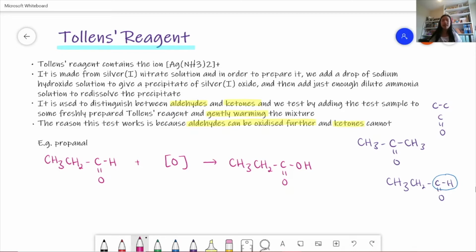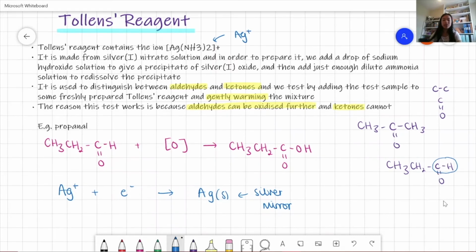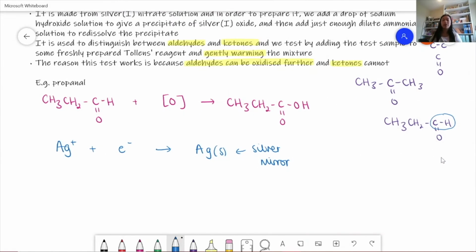What happens to the silver is that it gets reduced. We have Ag plus ions in this original ion here. As the propanal is being oxidized, the silver, Ag plus, is being reduced, and so we form solid silver. This is why a silver mirror appears, and it forms around the test tube. But when we look at ketones, ketones can't be oxidized any further, and so the Ag plus ions aren't reduced. And so we don't get a silver mirror for a ketone.